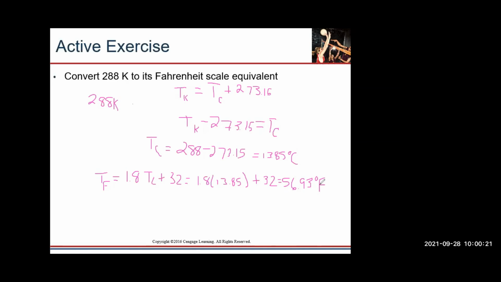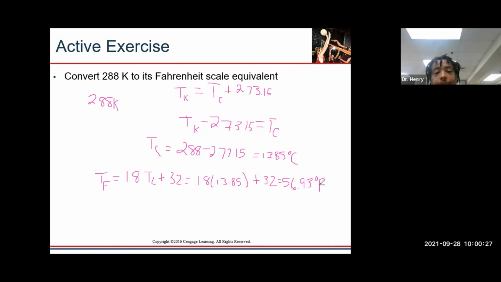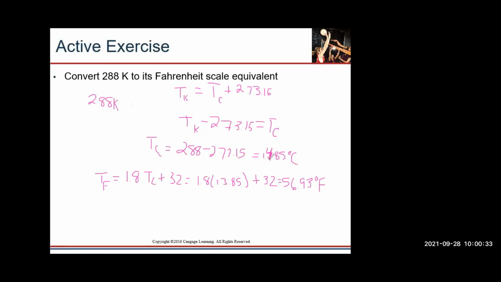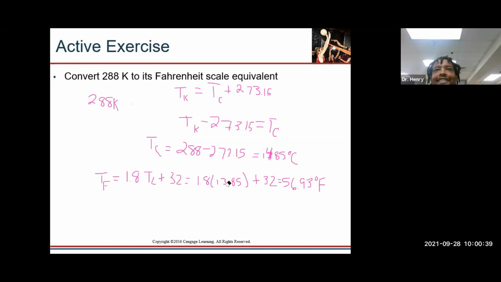Dr. Henry, for conversion to Celsius, how did you get 13.85? I got 14.85. Oh, my bad. So that would change your final answer to 58.73. Okay. Thank you for the correction.